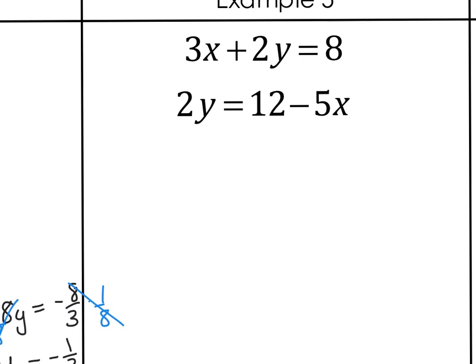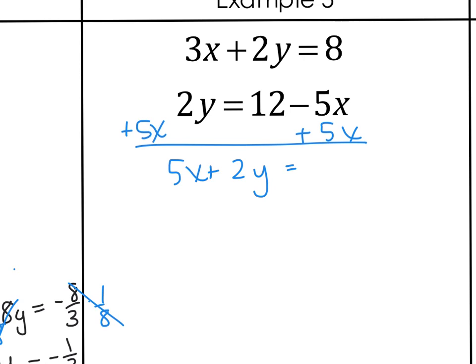3x plus 2y equals 8. 2y equals 12 minus 5x. This is not written in standard form, so that's the first thing I have to do. I'm going to move this 5x to the other side so I can have 5x plus 2y equals 12. So then if I see this one and my first equation, I'm going to line it up vertically.